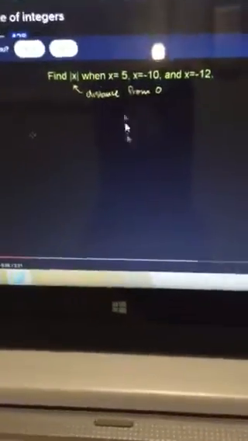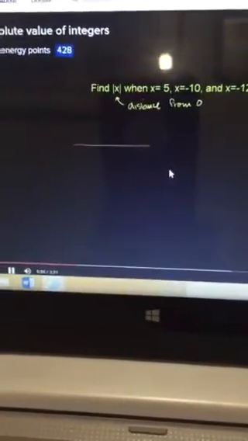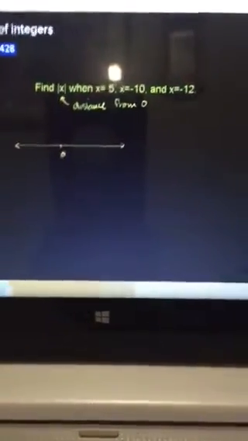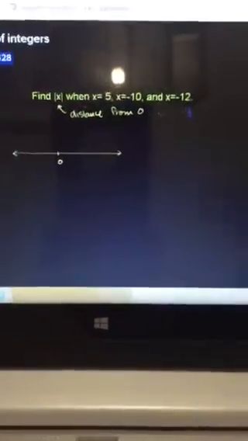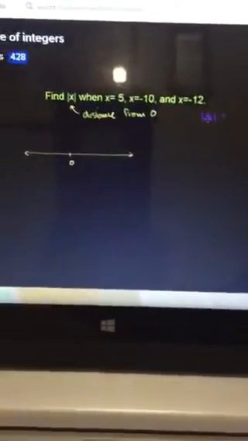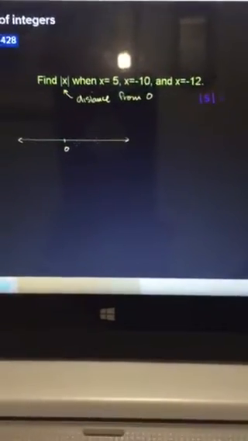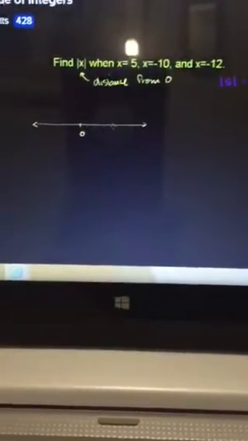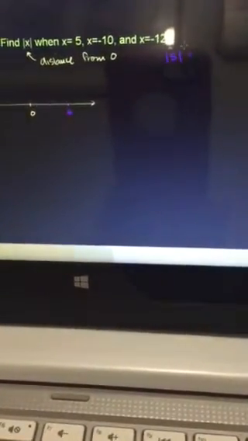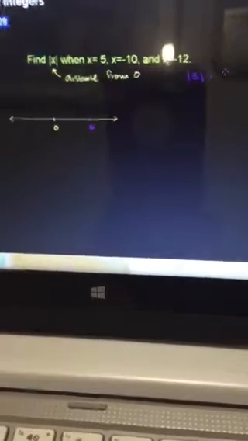Let's pay attention. X is the distance from 0. Remember first that, let's just put 0 right over here, since we're thinking about the distance from 0. So let's think about the absolute value of x when x is equal to 5. That's equivalent to the absolute value of 5. We just substituted 5 for x. The absolute value of 5 is the distance of 5 from 0. So you go 1, 2, 3, 4, 5. 5 is exactly 5 to the right of 0. So the absolute value of 5 is just 5.